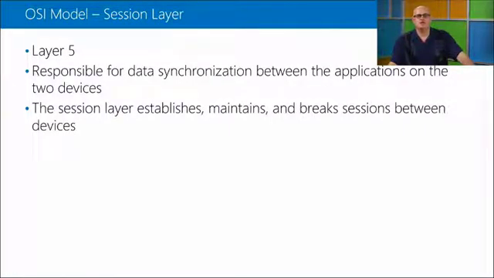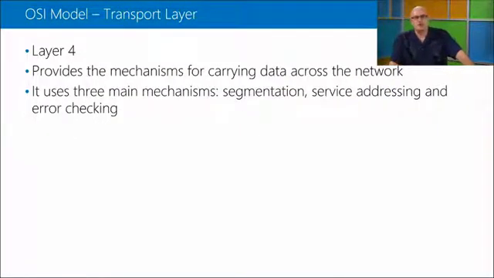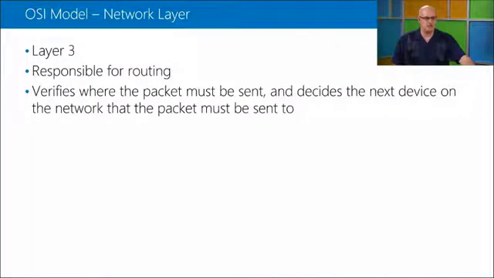The session layer. This is responsible for data synchronization between applications on the devices. The session layer establishes, manages, and breaks sessions between devices. The transport layer provides a mechanism for transferring or carrying data across the network. Uses 3 main mechanisms: segmentation, so the breaking apart of messages; service addressing, so ensuring that the address on one side is speaking to the appropriate address on the other side; and then error checking, ensuring that the packet traverses the network without errors being introduced.